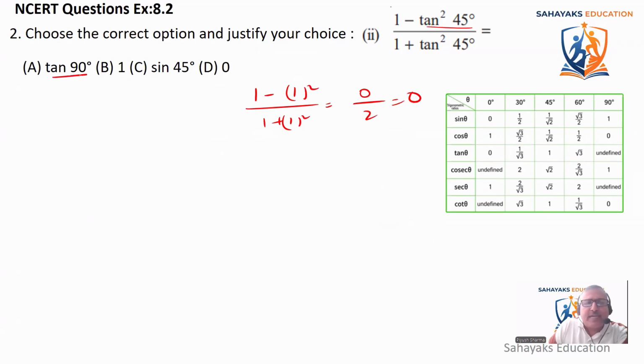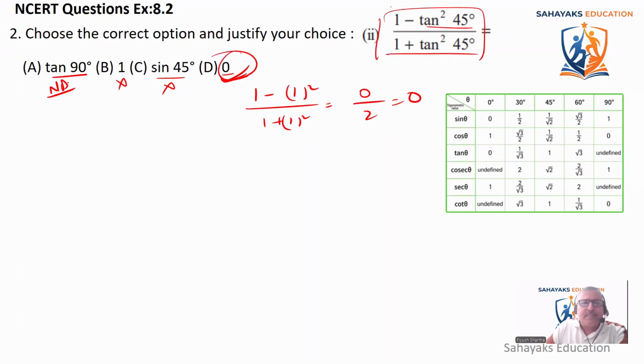So which value is 0? Tan 90 is 0? No. Tan 90 is not defined. Okay. 1 is not the answer. Sine 45. Sine 45 is 0? No. Is 0? Yes. D is the right answer. So this value comes out to be 0. So D is the right answer. These three, tan 90 and sine 45, are not the correct answers.